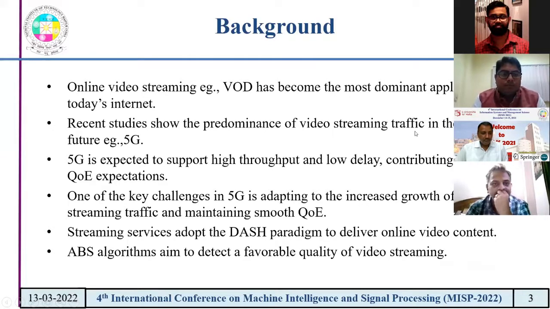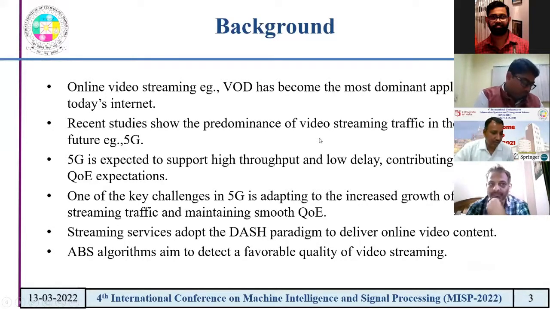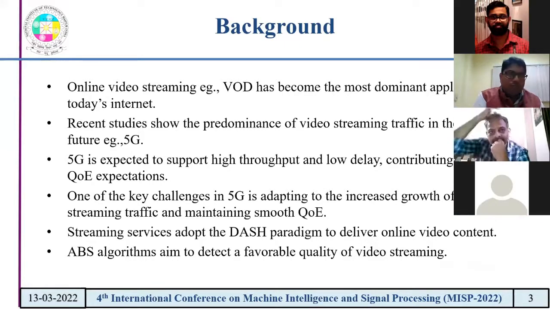Background. Online video streaming, for example video on demand, has become the most dominant application on today's internet, sir. Presently, around 82% of the internet traffic is due to multimedia streaming. Recent studies show a predominance of video streaming traffic in the foreseeable future. Example, 5G networks. At present, we are focusing on 5G networks.